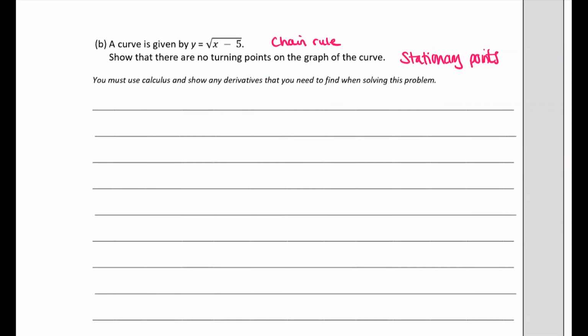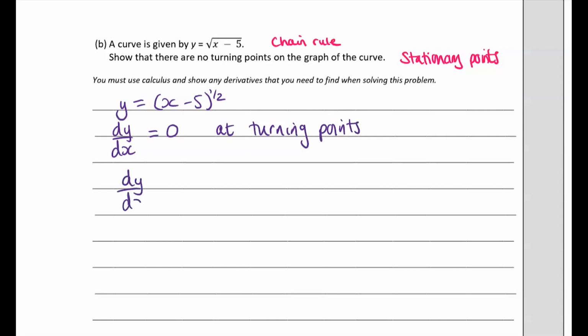For part B, we've got this equation of a curve. Show that there are no turning points on the graph of the curve. So y equals x minus 5 to the half. If we were looking for turning points, dy by dx would be equal to 0. So dy by dx, using the chain rule on this, it would be half, and then reduce that power by 1, and times it by the derivative of the inside, so we're timesing by 1, so that's not going to change anything.